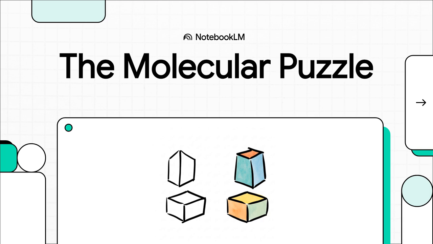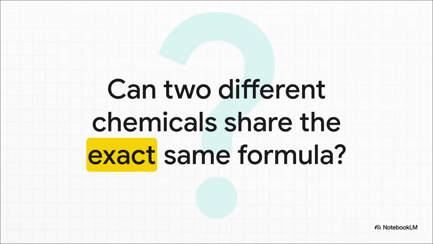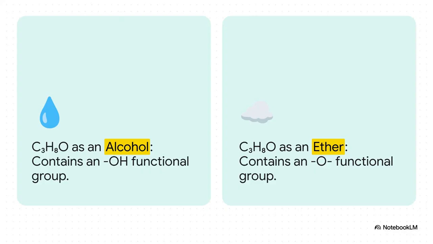Let's jump right in. So, let me ask you something right off the bat. Do you think it's possible for two completely different chemicals, I'm talking different behaviors, different uses, to share the exact same atomic formula? Is that even a thing? Oh, the answer is a huge yes.